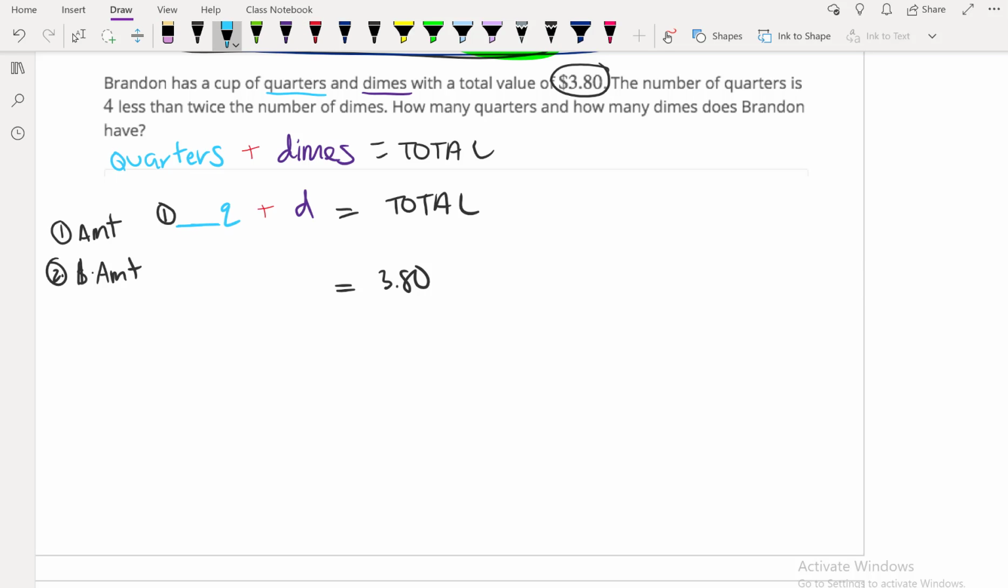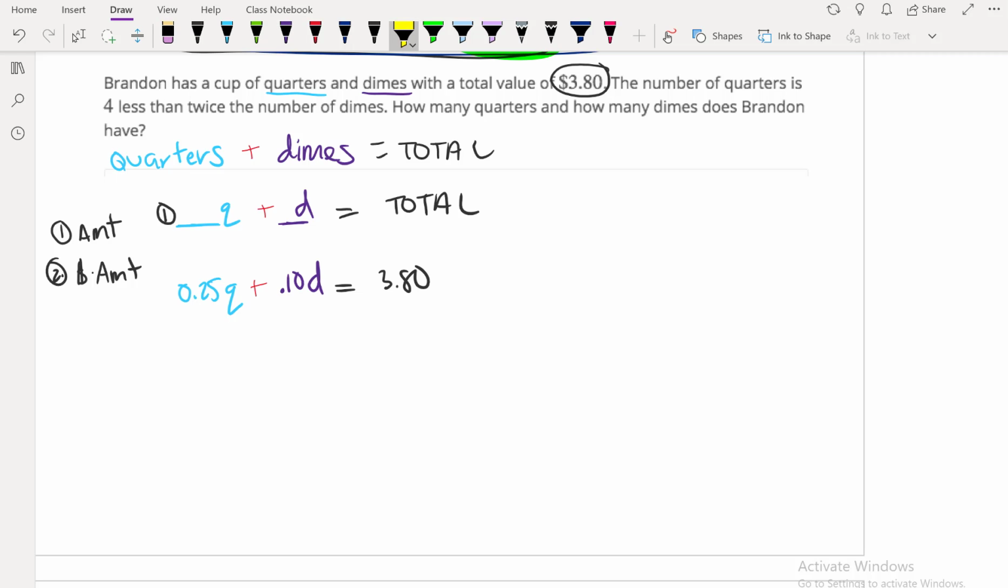Well, the money part for each quarter is how much it's worth. Each quarter is worth 25 cents. Well, how much would each dime be? Well, each dime would be 10 cents. So the amount of quarters, that's how I got my 0.25. The amount of dimes, that's how I got the 0.10. So 0.25Q plus 0.10D is equal to my $3.80. So I have my money times the amount, which gives me my total money that I have.